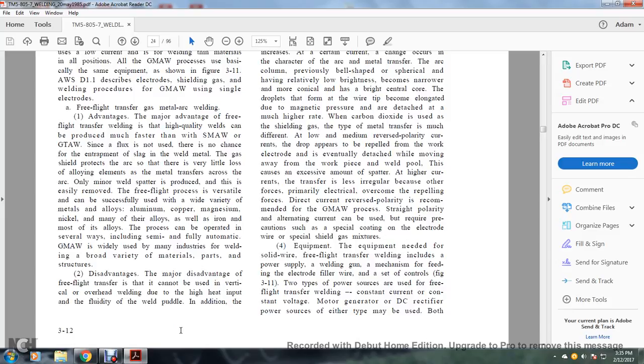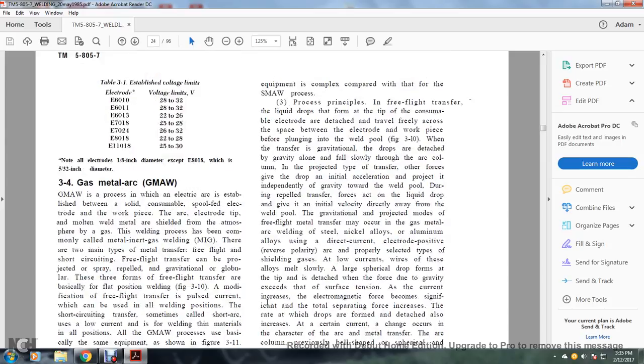Disadvantage: the major disadvantage of the free flight transfer is that it cannot be used for vertical or overhead welding due to the high heat temperature, including the fluidity of the welding puddle. In addition, the equipment is complex compared with shielded metal arc welding.